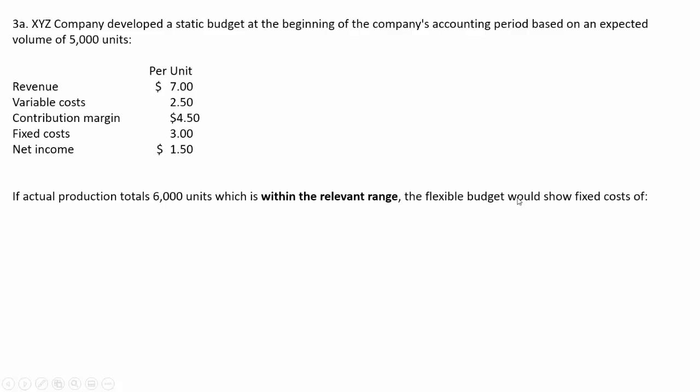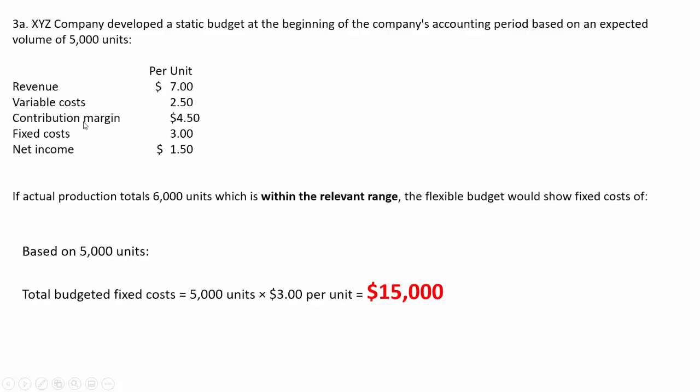Well, let's do this. Look at our information that we originally were given up in the top. Based on 5,000 units, we had fixed cost per unit of $3, which translates into total fixed costs of 5,000 times $3 per unit, or $15,000. So the total fixed cost up here was $15,000.